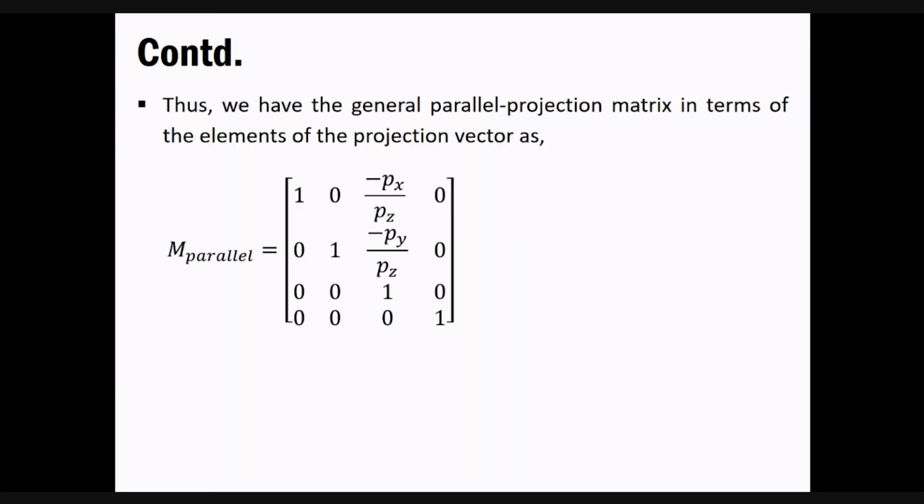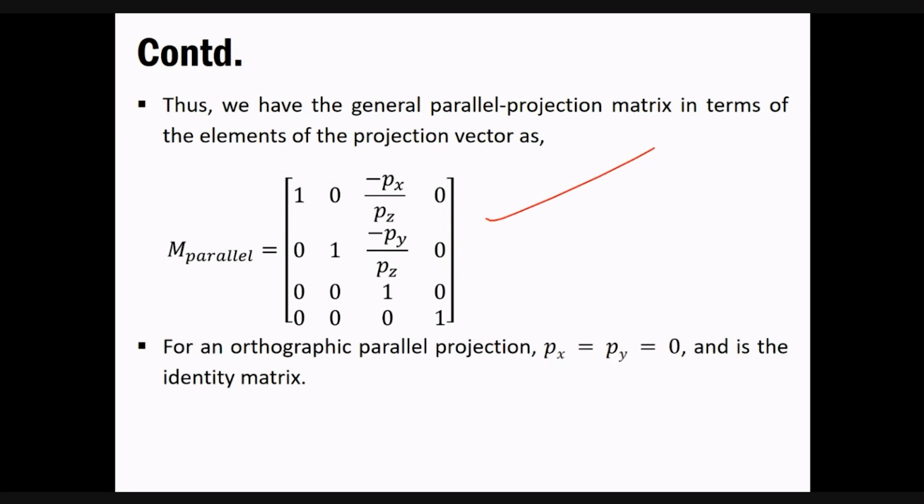Then we have the general parallel projection matrix in terms of the elements of the projection vector, as this. At the end, as I said, we are going toward something that gives us the transformation matrix. At the end, we want this matrix, the general parallel projection matrix in terms of the elements of the projection vector. So based on the scenario, whatever it is, whatever projection vector you get, you can put it in this particular form and then you can get this thing.